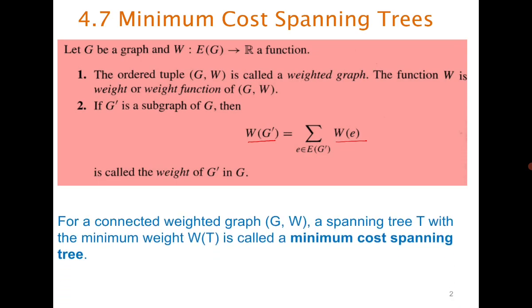Now once we have a weighted graph, then a spanning tree with minimum weight is called a minimum cost spanning tree or a minimum weight spanning tree. It means you need to pick a spanning tree such that if you consider the weights of the edges, their sum gives you the minimum weight.